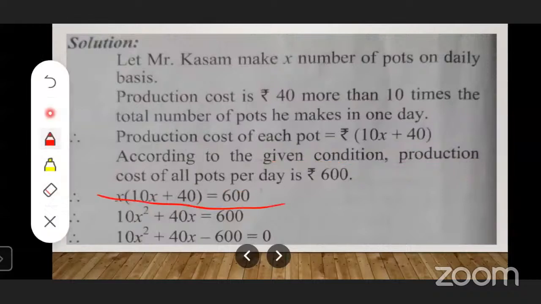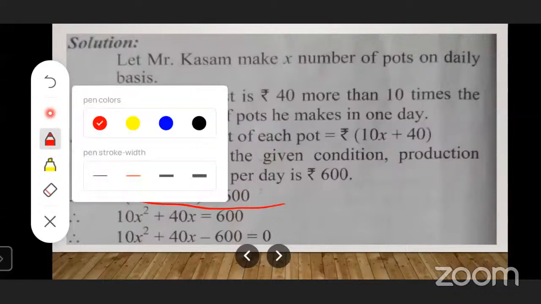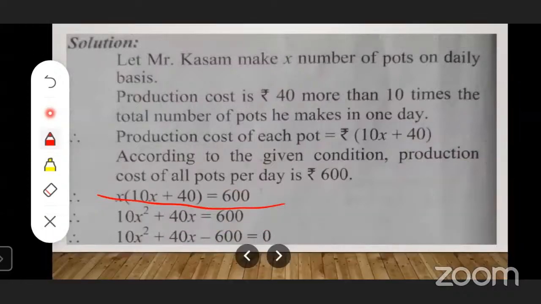Okay, now let us solve this equation. By further simplification, you will get x into 10x plus 40 is equal to x into 10x, 10x square, plus x into 40, 40x is equal to 600. Now further simplification, what you are getting? 10x square plus 40x minus 600 is equal to 0. 600 when coming to this side becomes negative, right? Now let us move to the next slide.